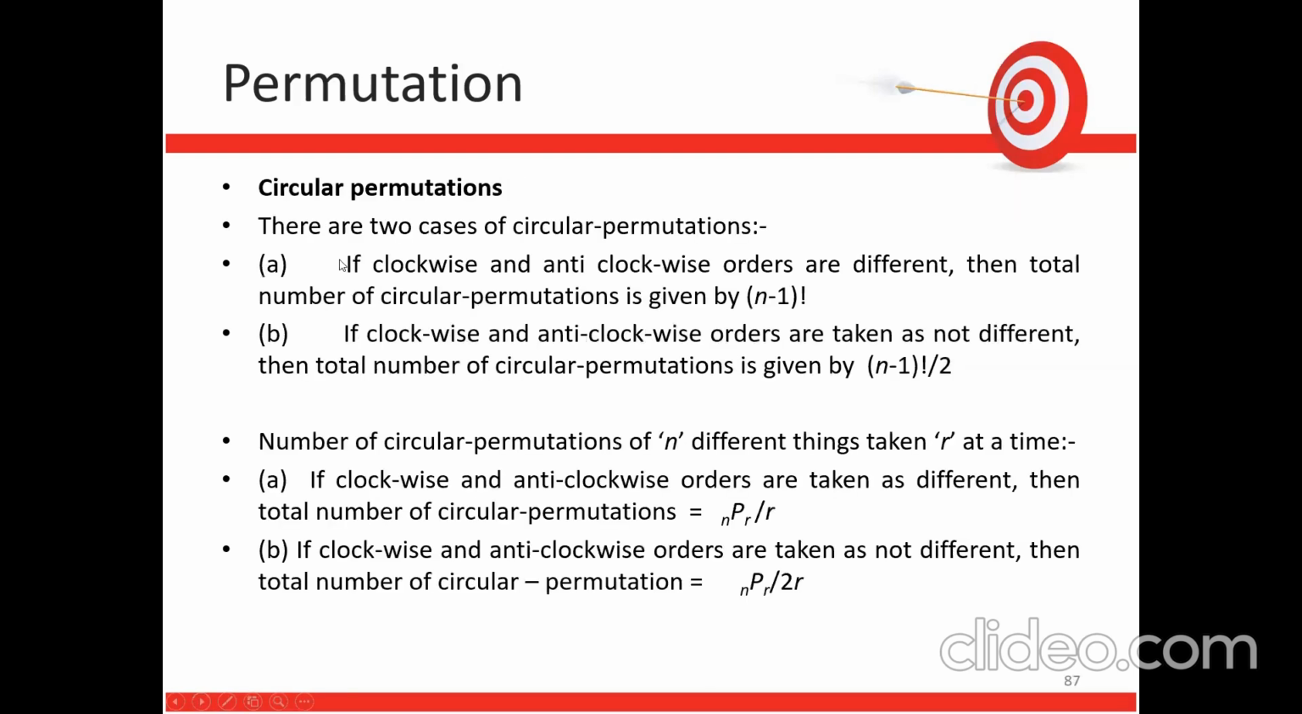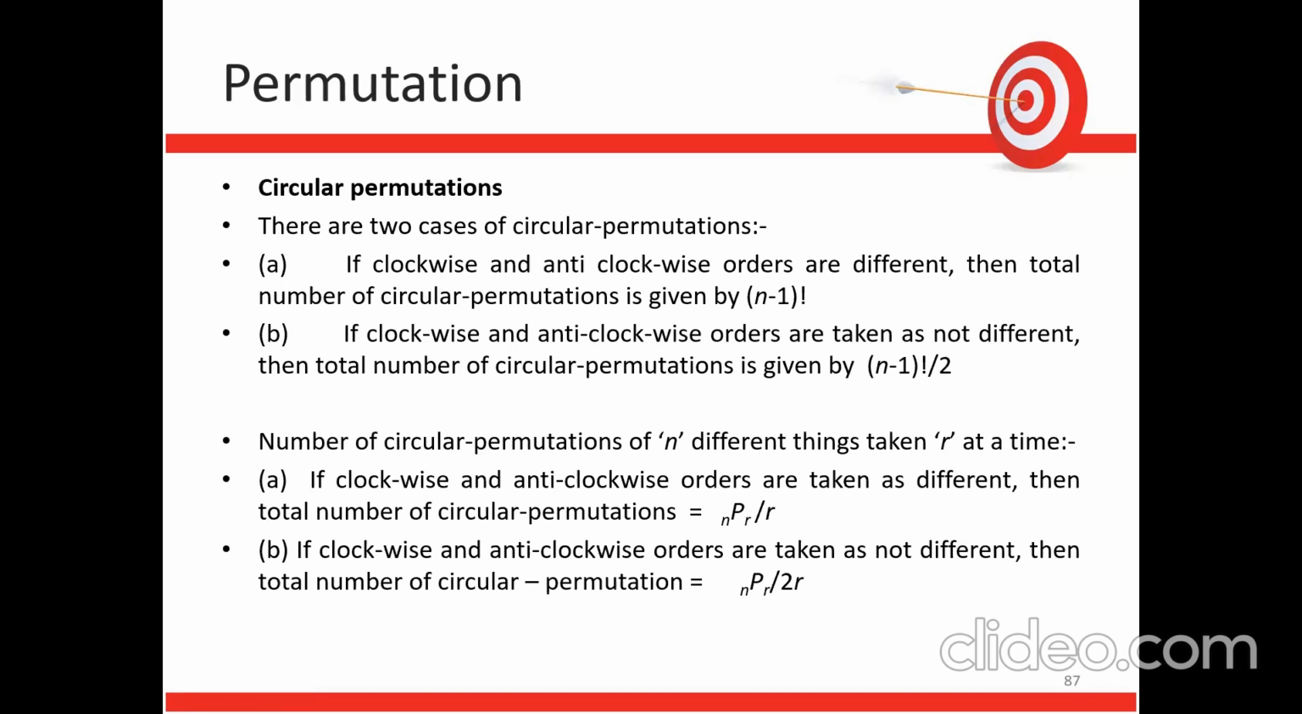Circular permutation. So, ito. There are 2 cases of circular permutation. A, if clockwise and anti-clockwise order are different, then the total number of circular permutations is given by n minus 1 factorial. So, meron pang isang point. B, if clockwise and anti-clockwise order are taken as not different, the total number of circular permutations is given by n minus 1 factorial over 2.